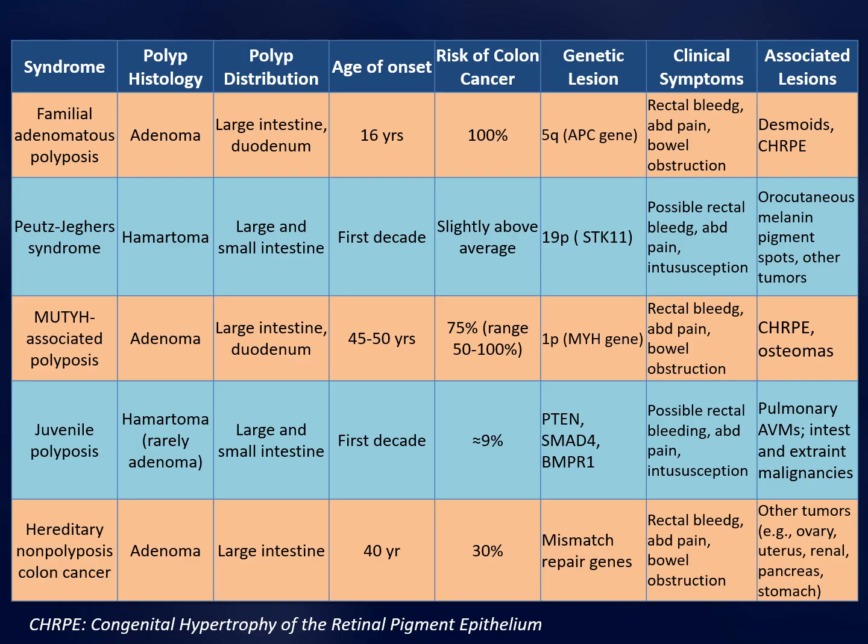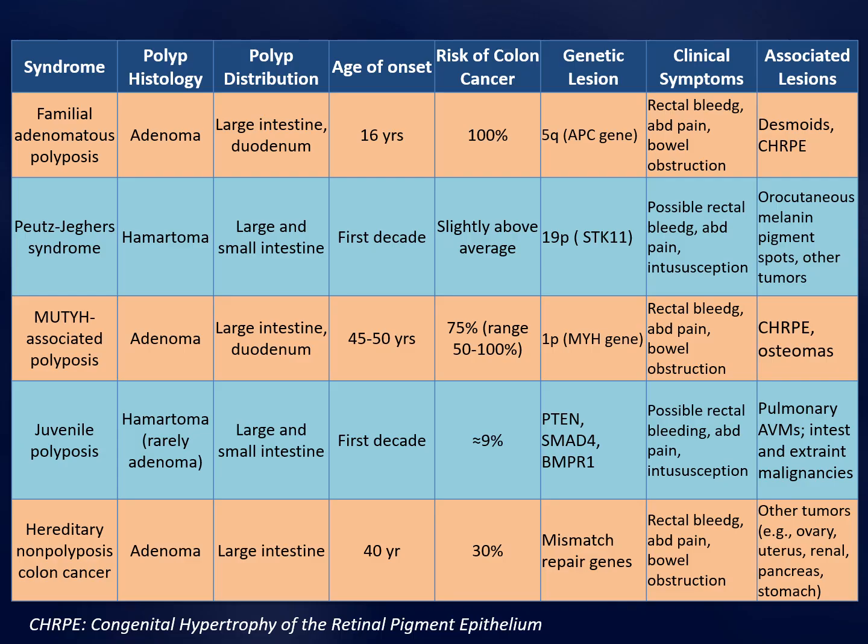Another syndrome is hereditary non-polyposis colon cancer, or what is known as Lynch syndrome. There's a mutation in the mismatch repair genes, and these patients have adenomas of the colon that give a high risk of colon cancer in 30% of the cases. Age of onset of cancer is at age 40, and these patients should be screened with a colonoscopy starting at age 20 to 25 years of age.